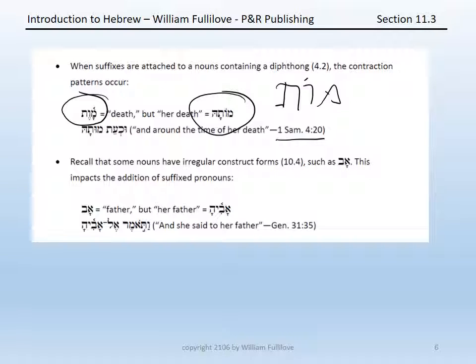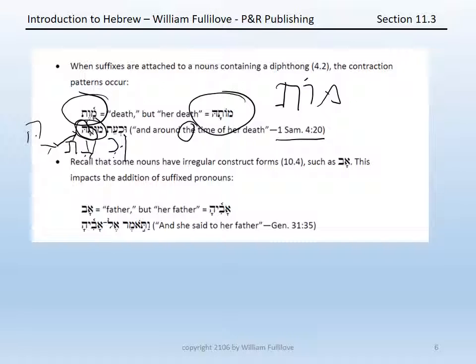For instance, 1 Samuel 4:20, uka'et motah. The conjunction "and," the prefix preposition "around," et is the construct noun, "time of," and then motah, the construct form, mot, of mavet, with the third feminine singular possessive suffix, her death. This construct phrase, then, is definite because the absolute noun, mavet, is possessed by the possessive suffix, ah.